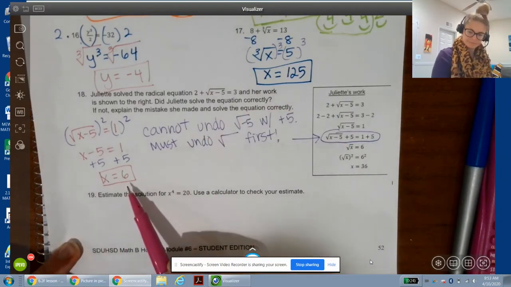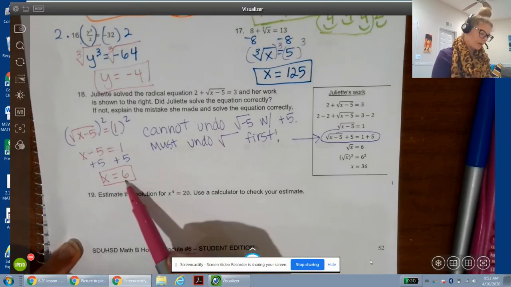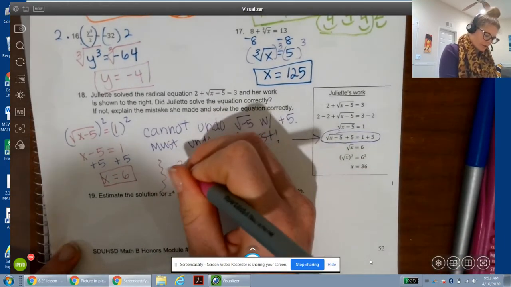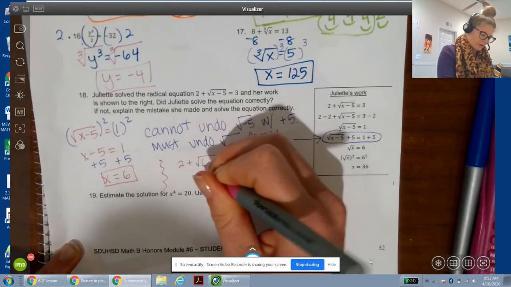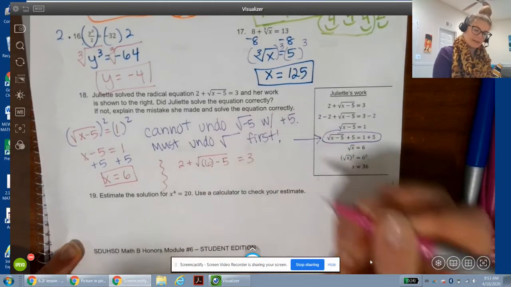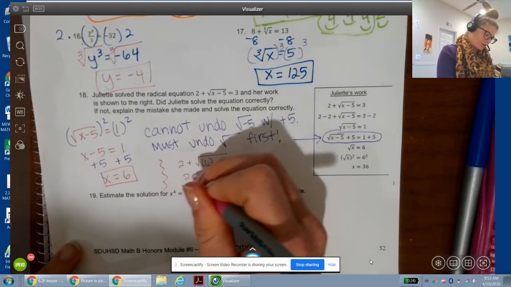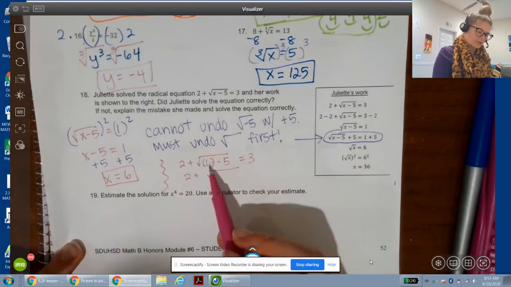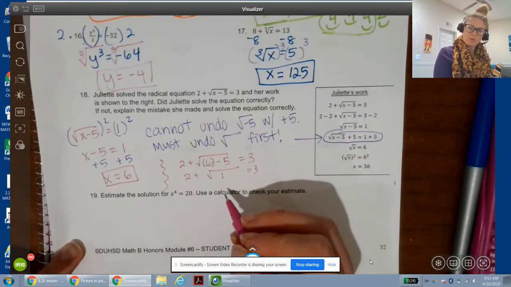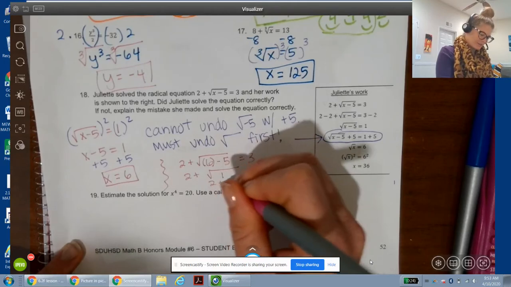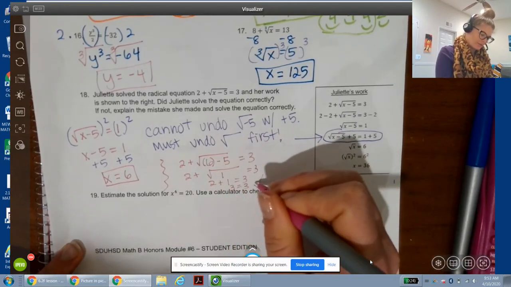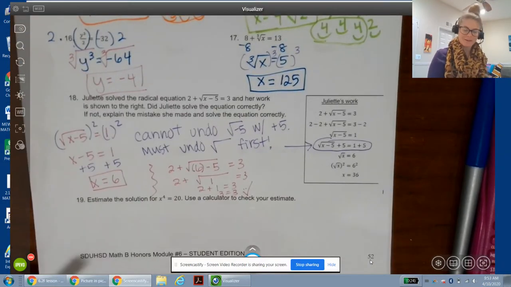Awesome. So we can then verify, because it's really important to verify, 2 plus the square root of whatever x is minus 5 equals 3. We found 6 to be x. 2 plus, order of operations, inside 6 minus 5 is 1 equals 3. Square root of 1, it's 1. 2 plus 1 is 3. And 3 equals 3. Fabulous work.